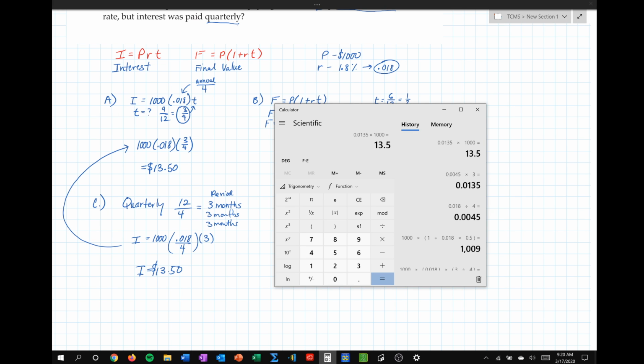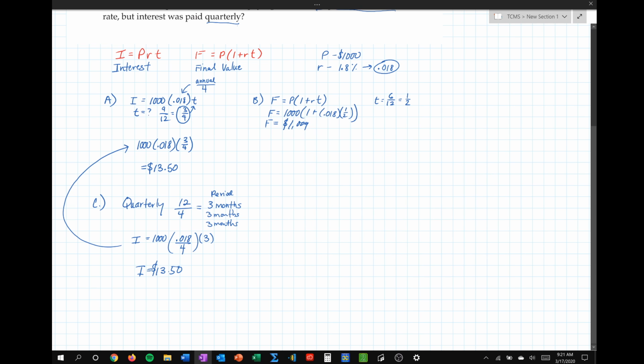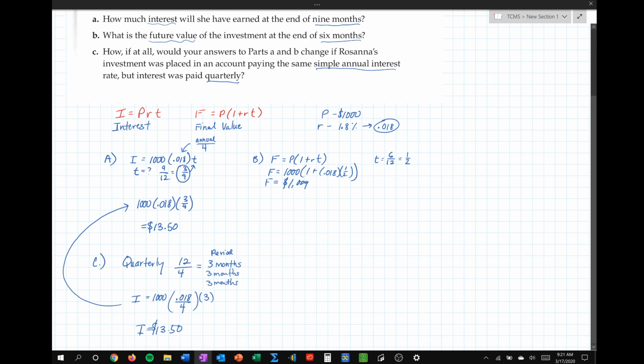So the only difference is that now if it's done quarterly, it just means that after 3 months, I'm going to get a payment. Then another 3 months, I get another payment. Then another 3 months, I get another payment. Versus waiting an entire 9 months and then getting my payment at the very end, right? But notice how with simple interest, there's no benefit to either getting paid after 9 months or getting 3 payments every 3 months. You're still going to end up with the same amount of interest regardless.